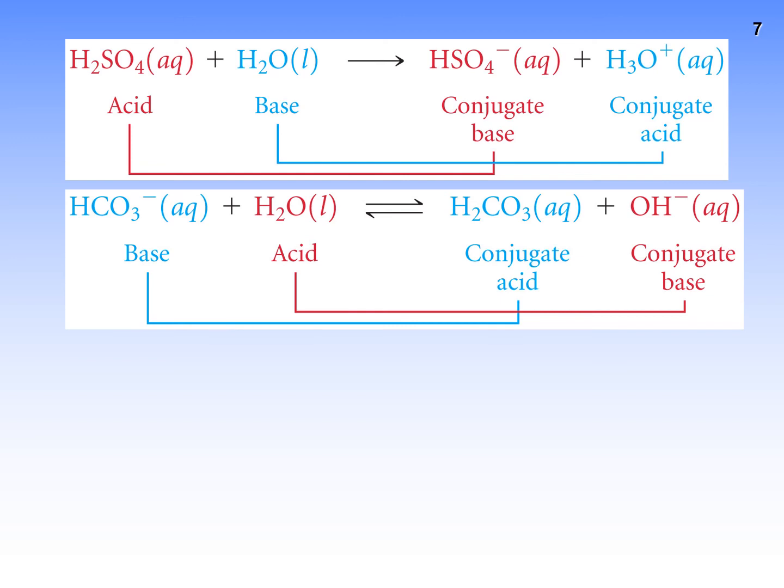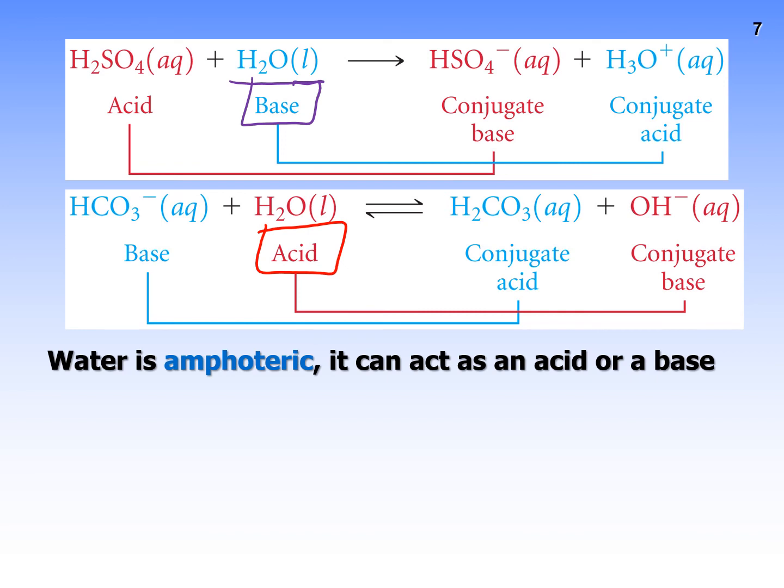If we look at this whole group here, there's something special that tends to happen, and you might notice it. In one of these reactions, water is acting as a base. But in the second reaction here, water is acting as an acid. This ability of water to act as either an acid or a base in any given acid-base reaction is what we call amphoteric. Water is an amphoteric species, meaning it can act as either an acid or a base.